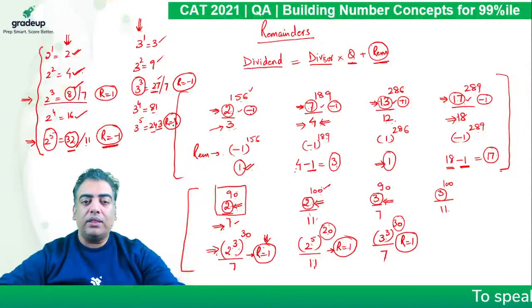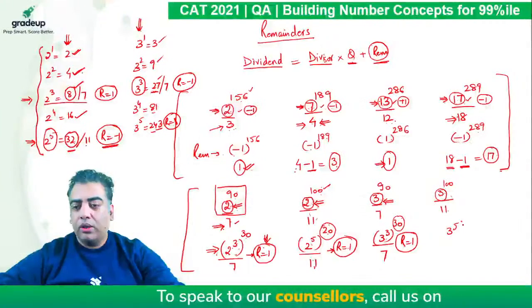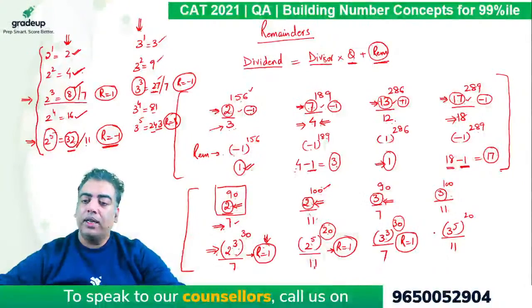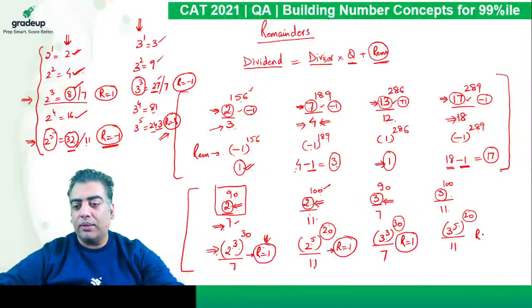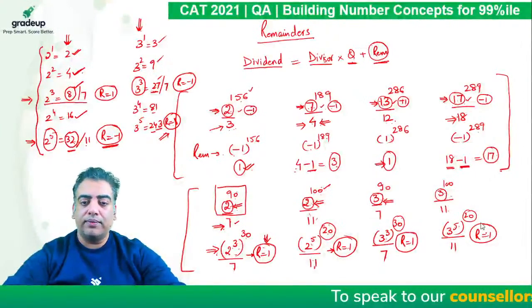Which means now we must raise the power of 3 to 5. So divide 100 by 5, which gives us 20, divided by 11. 3 raised to power 5 gives me a remainder of 1, and 1 raised to any power comes out to be 1. Hence 1 will be the remainder in this case.